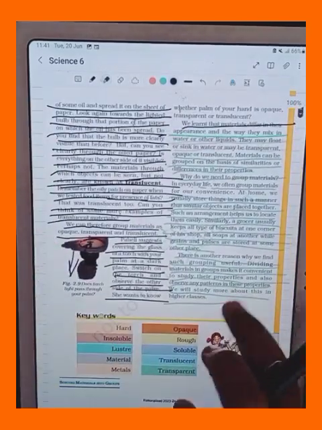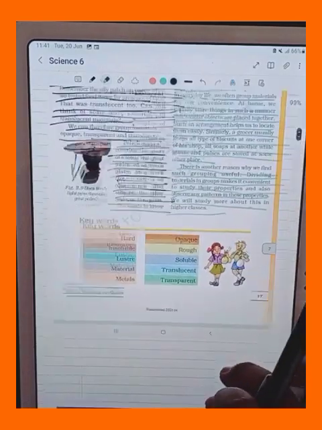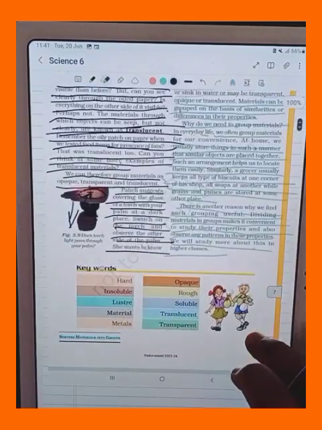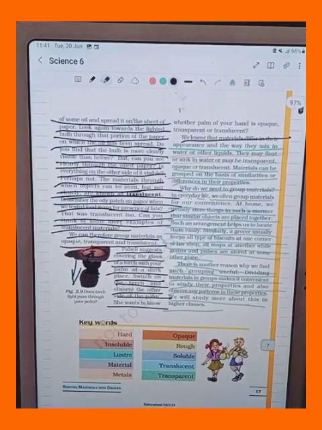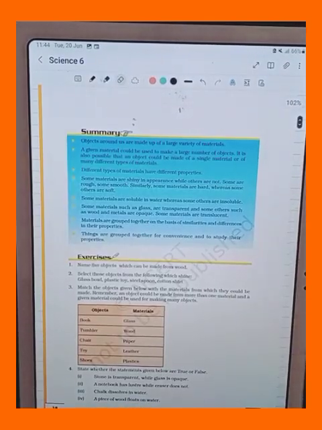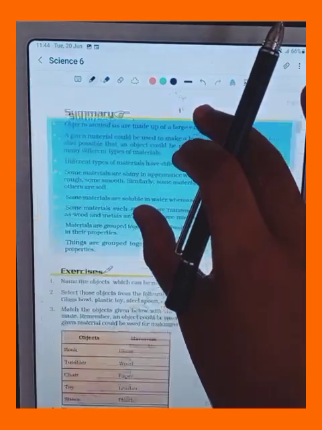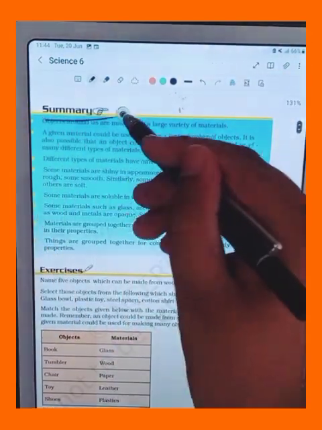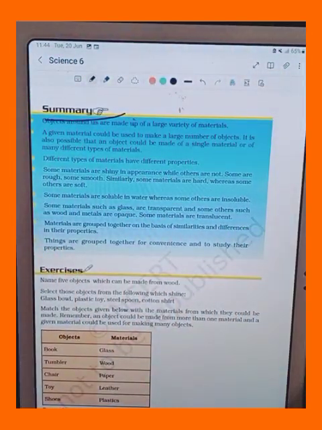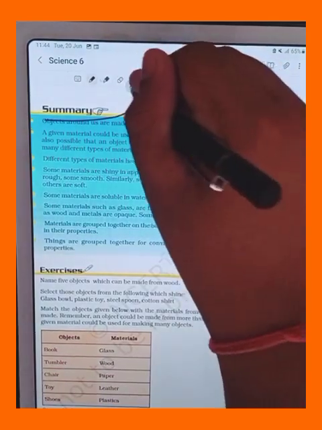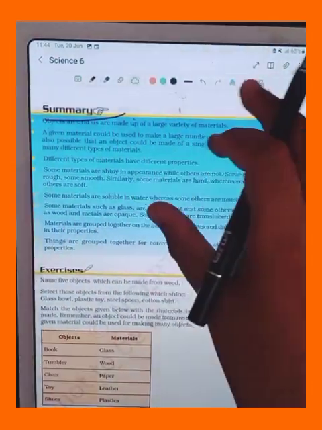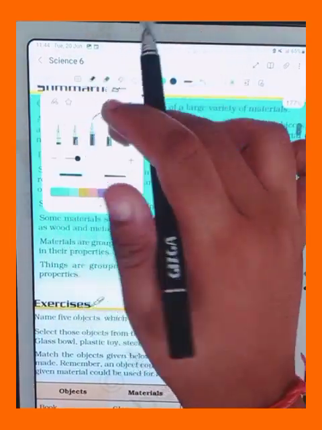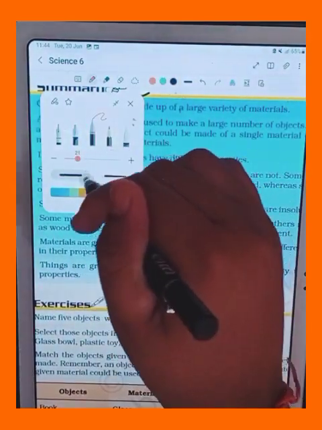So, these are the keywords, and let's do the exercises in 3, 2, 1. So here we are at our summary. Let's read the summary. Objects around us are made from a variety of materials.